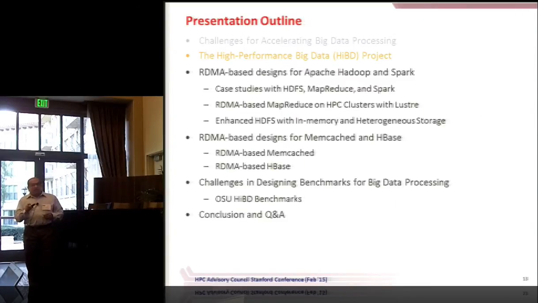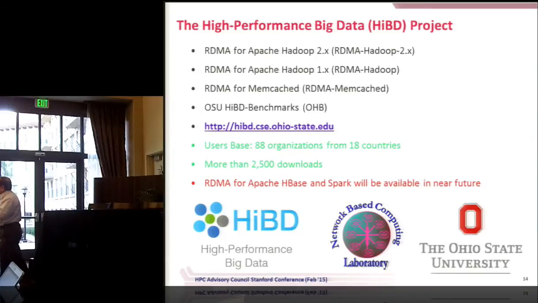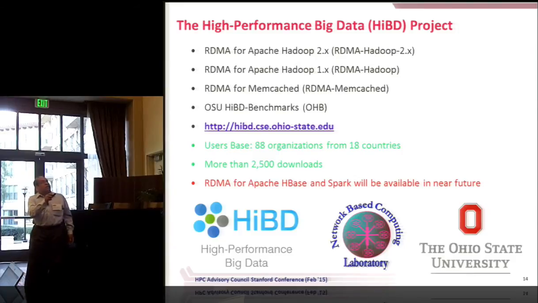So this is where let me introduce the HiBD project. If you just go to this site, it has a lot of information. Over the years, just like our MPI project, once we have the designs and we have the publications, we have been trying to push it into the community. So you should be able to actually download these RDMA-enabled versions for Hadoop 2.x, 1.x. We also have an RDMA for Memcached, and gradually we have started pushing some of these HiBD benchmarks. It is picking up traction.